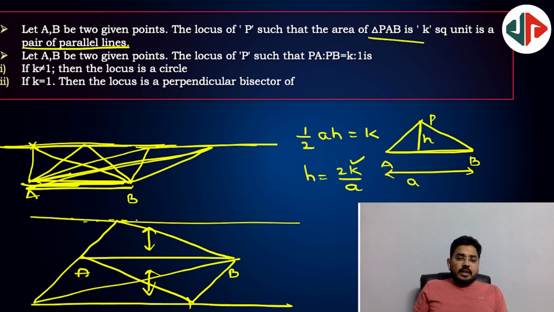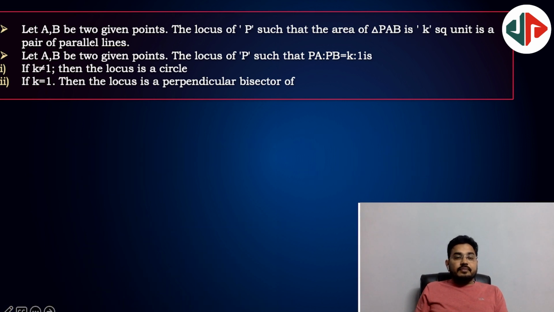And moving to the second point of this, let me clean the board once. A and B are two given points. The locus of P such that PA by PB is equal to K by 1. If K is not equal to 1, the locus is a circle. If K is equal to 1, the locus is a perpendicular bisector.